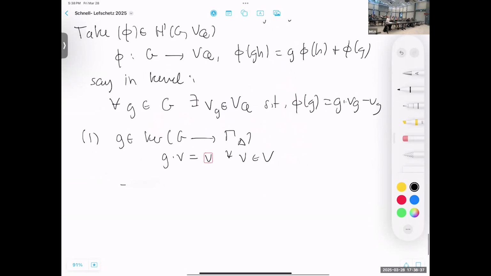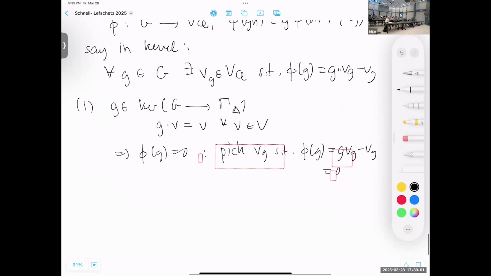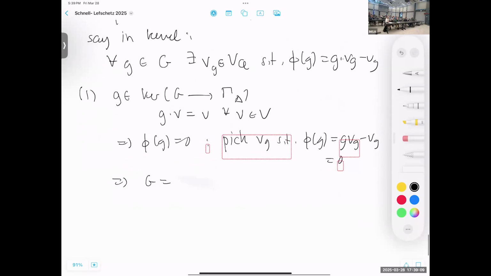Then actually phi of G is equal to 0. So such elements get killed, right? The reason is that for this G there is such a vector V, but G acts trivially, so phi of G is equal to 0. This is because you pick some Vg such that phi of G is G Vg minus Vg, but that's equal to 0. So the stuff that's in the kernel here, on that phi is trivial, so I can just disregard it. I can just assume basically that G is just this gamma delta. The kernel of the map doesn't matter because on that phi is trivial anyway.